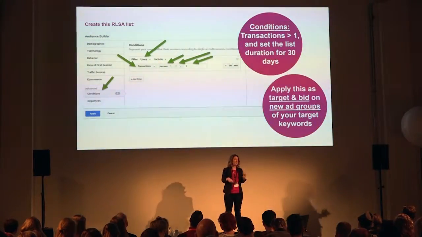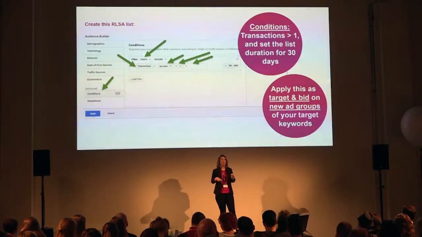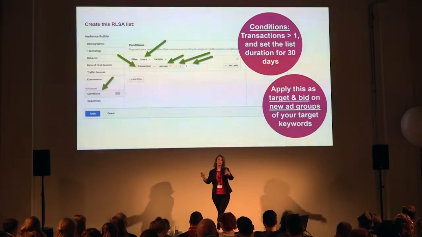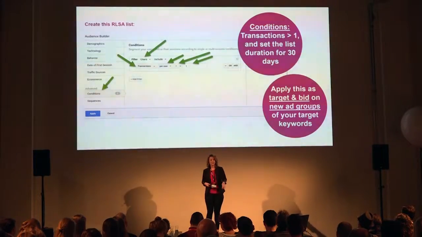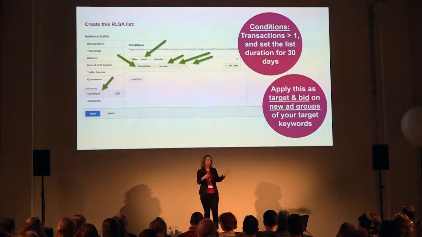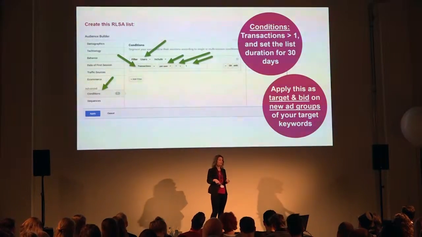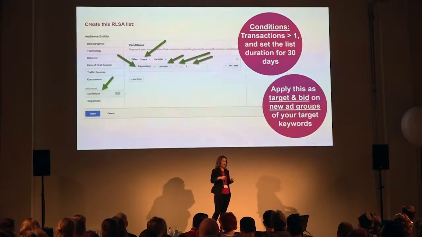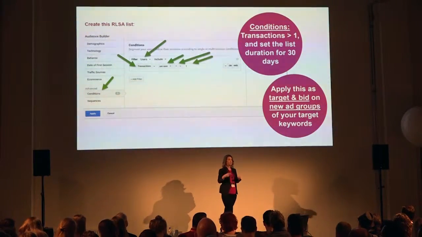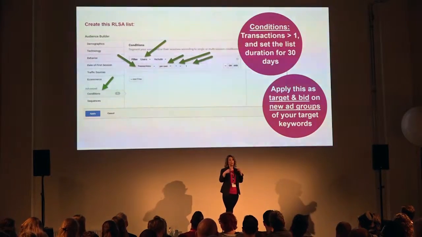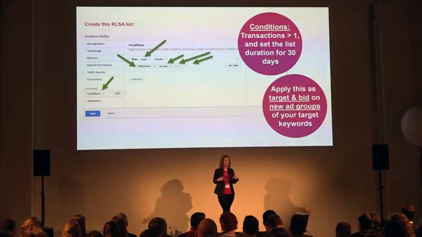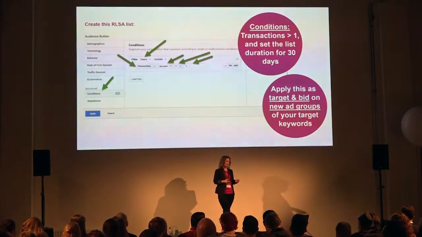And again, this list is a target and bid list. So you would create your new campaign with your new keywords, in this case jewellery box, with your new ad groups and your new ad text, and you'd apply this list to it as target and bid. So the people are only going to see these text ads or trigger these keywords if they've previously bought something from you that's related.